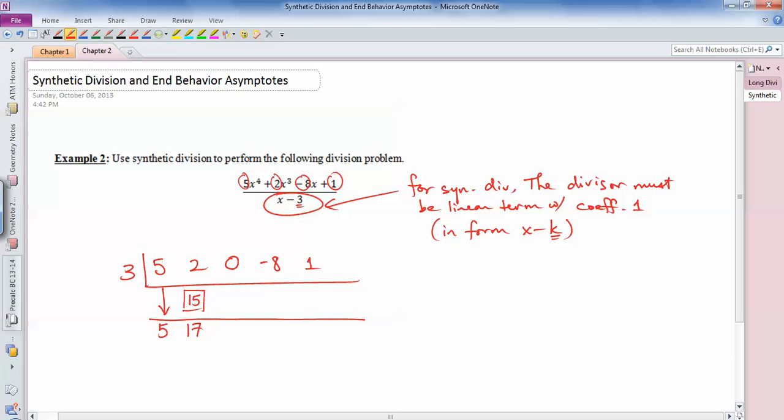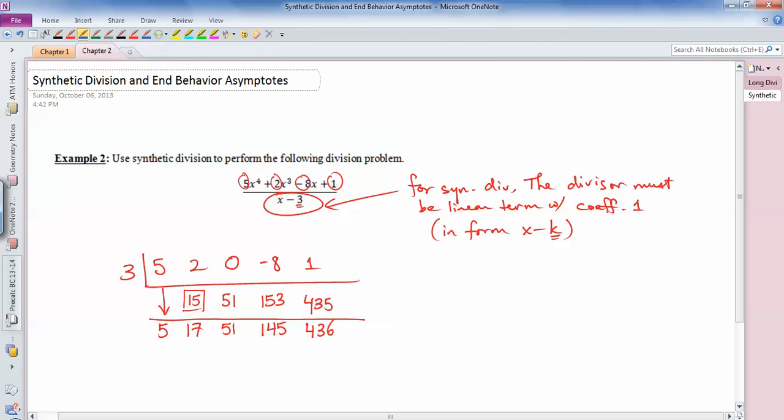And then I do 3 times 17, and that's 51. And then I add straight down, and I get 51. And then I do 3 times 51, and so that's 153. And then I add straight down, and I get 145. And then I do 3 times 145, which is 435, and then I add straight down, and I get 436. So that's just kind of a standard set of rules to follow there.